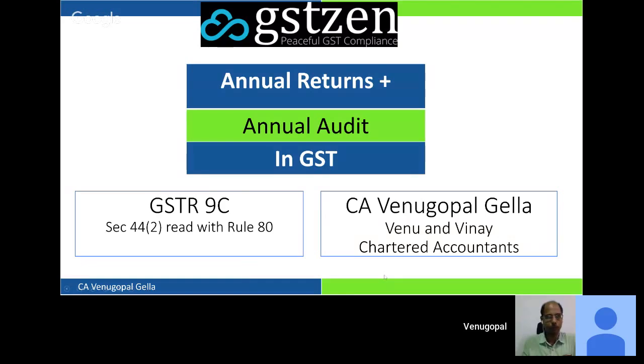Let's get into GSTR-9C, the annual returns and the audit. By now, I'm sure most of you have done annual return filing, and some of you would have finalized your 9C and are waiting for some confirmations, maybe due to some portal related issue or some clarifications in finalizing anything.